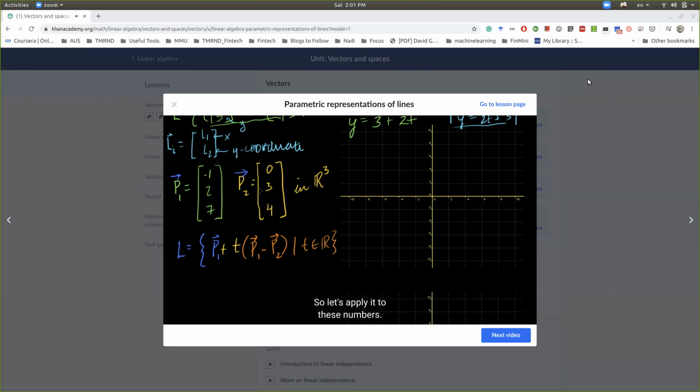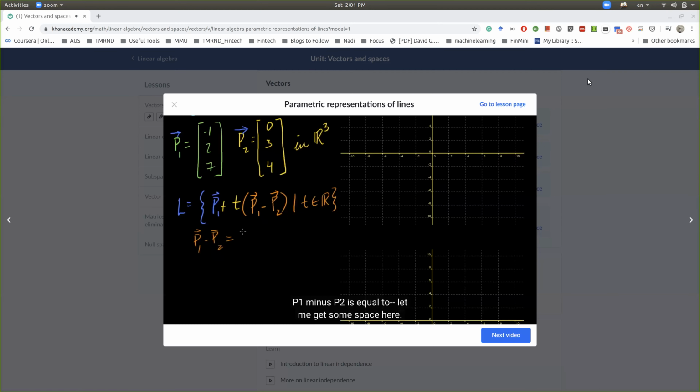So let's apply it to these numbers. Let's apply it right here. What is P1 minus P2? P1 minus P2 is equal to, minus 1 minus 0 is minus 1. 2 minus 3 is minus 1. 7 minus 4 is 3. So that thing is that vector.